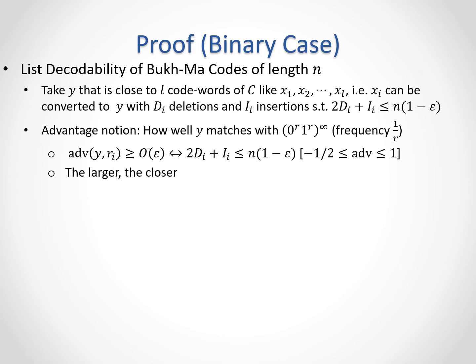The notion of advantage also has the following interesting property, that if you split a given string into substrings of the same length, the average of the advantages of the substrings is not smaller than the advantage of the original string.